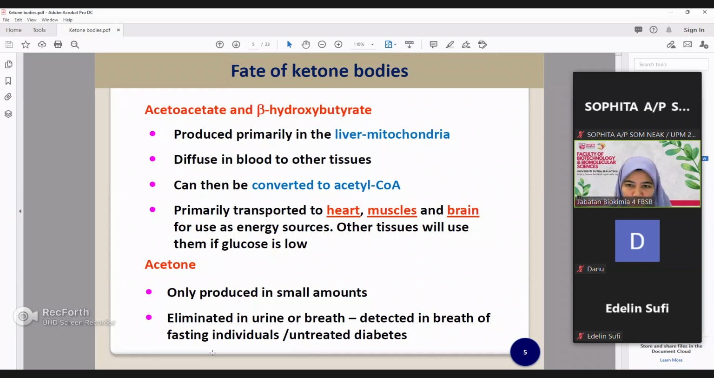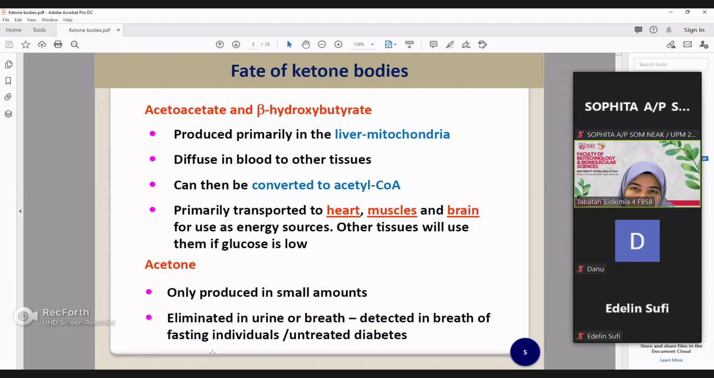Now we have these ketone bodies. So what is important about these ketone bodies? We know that they are produced in the liver mitochondria. Once produced, they are going to be released and carried by the bloodstream to the peripheral tissues.